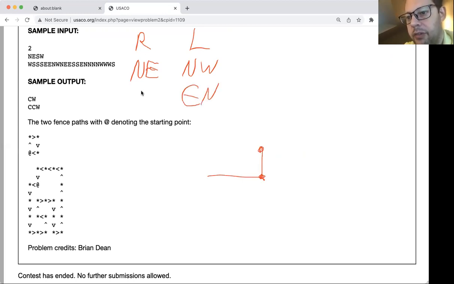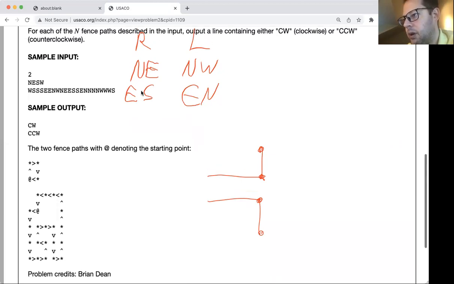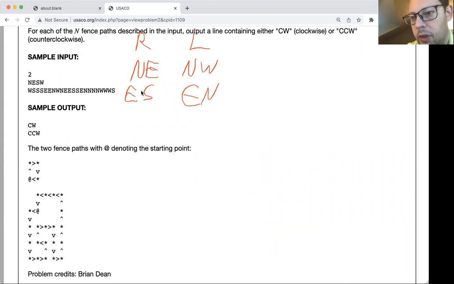East to north is a left turn. If I was going east and I suddenly went south, that would be a right turn, east, south. If I was going south, and then suddenly I turn to the east, so from south to east, that's a left turn, southeast.